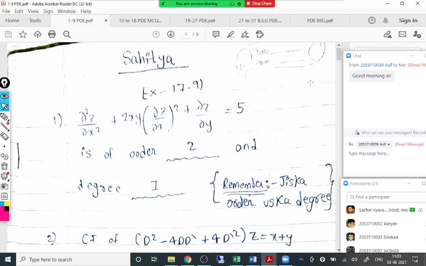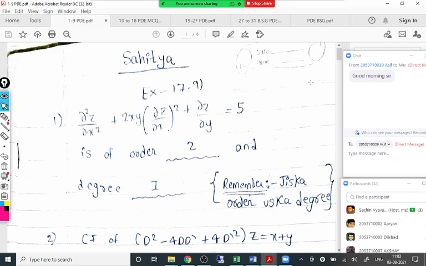To remember this, a sentence is written there: जिसका order उसका degree. These are shortcuts, some sentences that you can use to remember how to get the degree and the order of a differential equation.